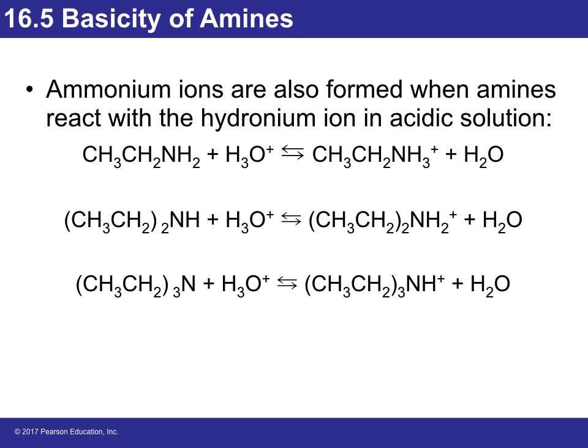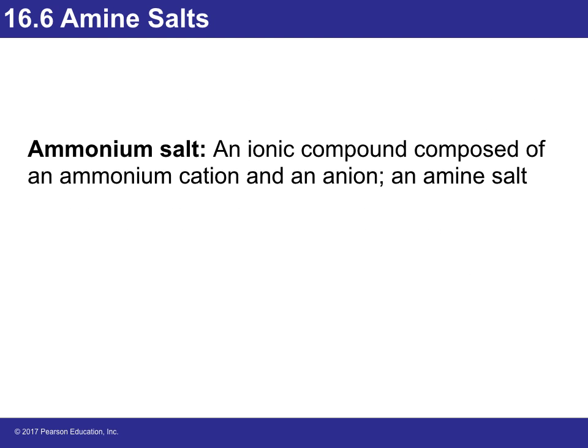Other example right here, ammonium ions are formed when an amine reacts with hydronium ion, which is H3O+. In that case, same thing, I'm going to add 1 hydrogen to the NH2 that becomes NH3+, and then I only have water as the second product instead of the hydronium ion. Things that you also need to know here, ammonium salts: it's an ionic compound composed of an ammonium cation, positive sign, and an anion, negative sign. That's what we call amine salts.